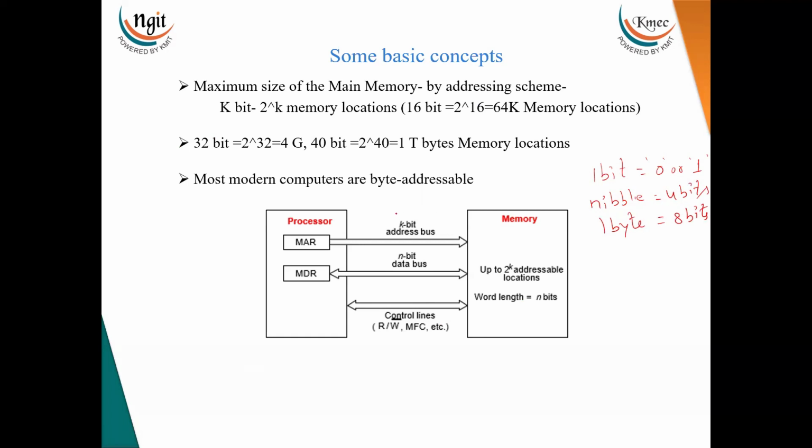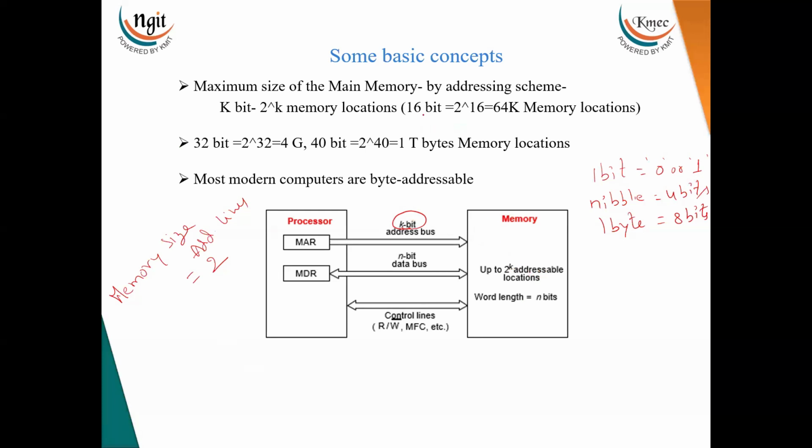Now, before going to study how the processor reads and writes the data, we will try to analyze the relation between the address lines and the memory. Now, memory size depends on the address lines, 2 to the power of address lines. Now, if it has k-bit address lines, then the memory size is equal to 2 to the power of k address locations.